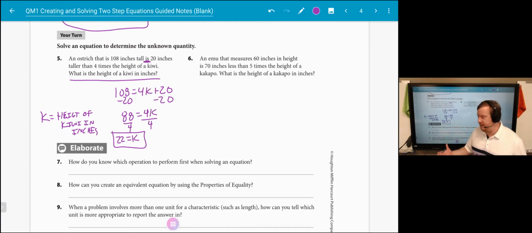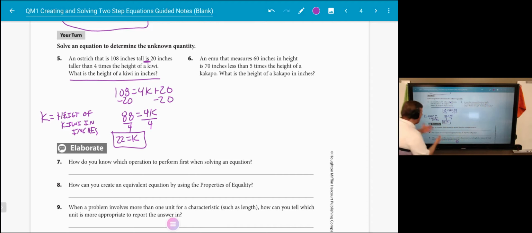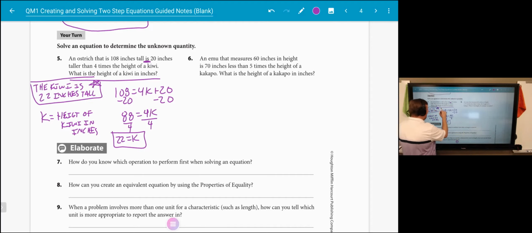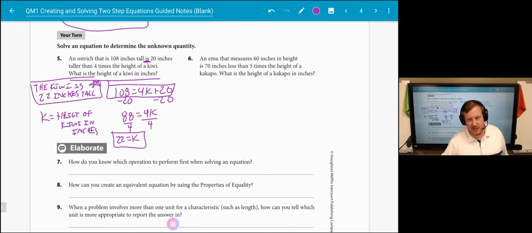We need to say what it is, because this is a word problem. This has meaning. It's not just a number. What did K represent? The height of the kiwi in inches. In other words, the kiwi is 22 inches tall. That is the answer that I need right there. I need you to be able to give me that two-step equation, and then solve it and interpret it. That's your 3-level type of work.